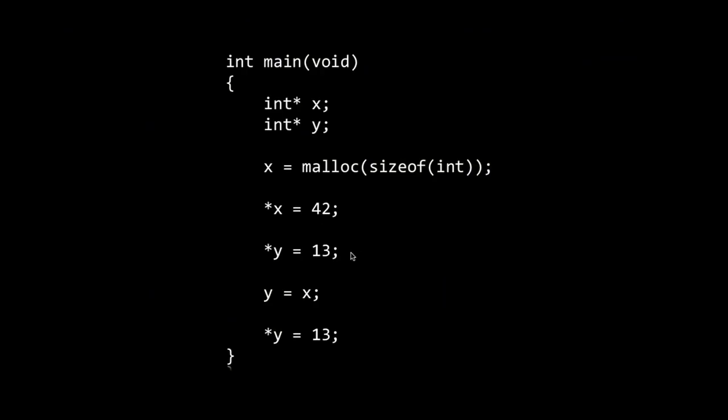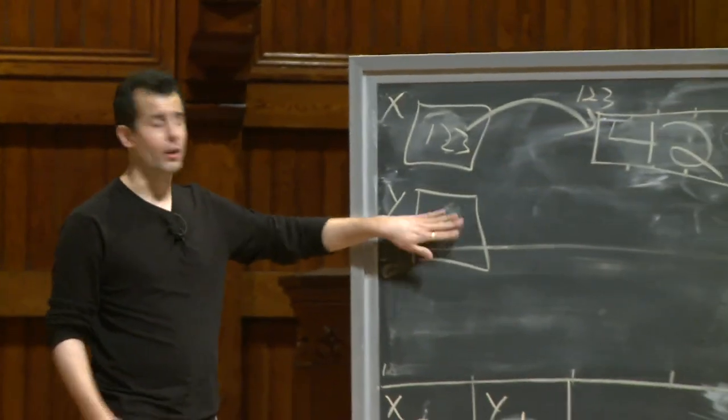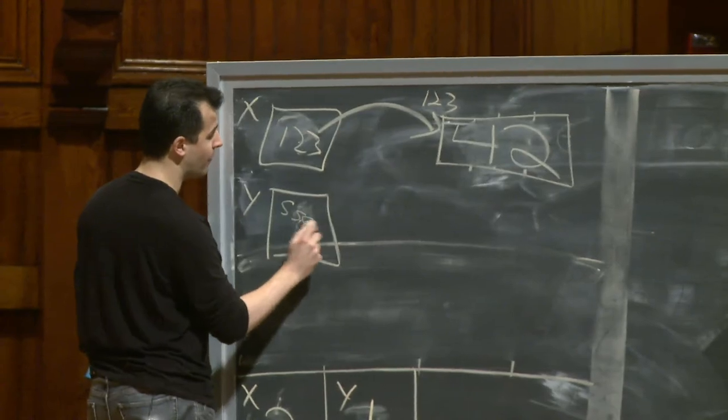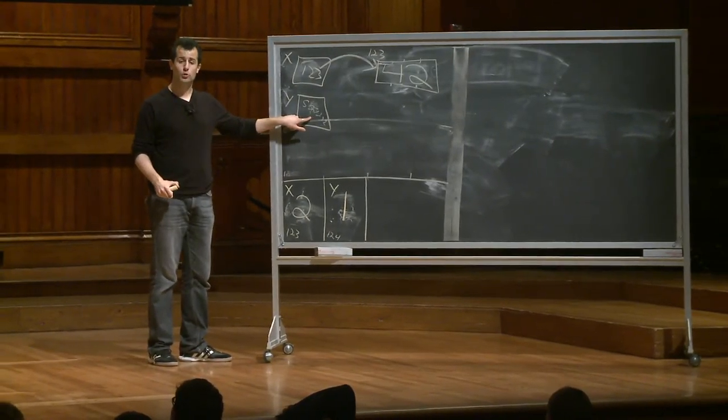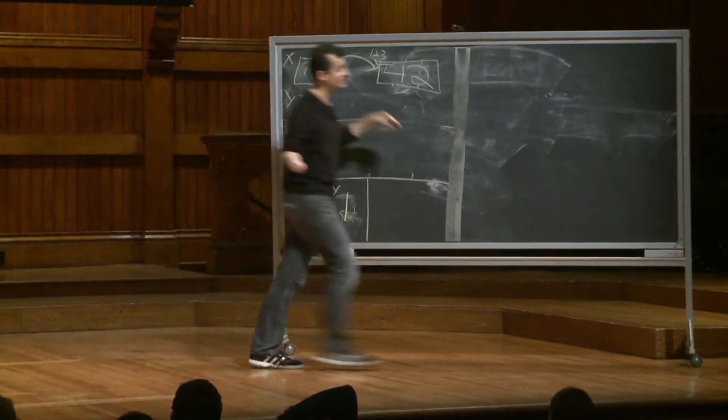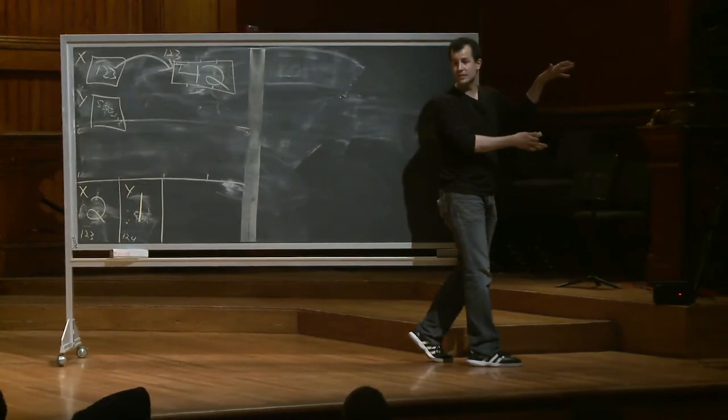But there's a problem now. Star y gets 13. What's going to happen here? Well, the problem is star y, in our simplified world, just means go to the address in y. Well, what's in y? It's some garbage value. So let's assume that garbage value is like 555-1212, something crazy like that. Star y means go to address 555-1212. That's like over here. Doesn't exist, for instance.